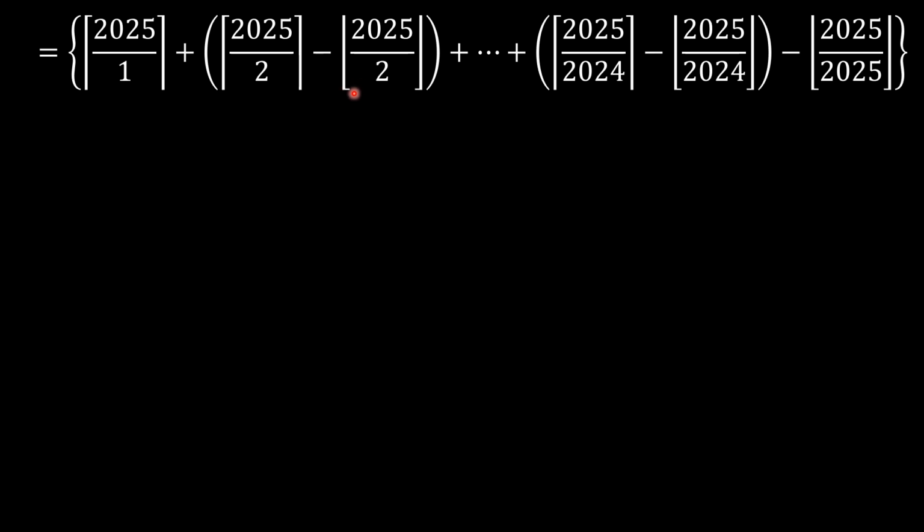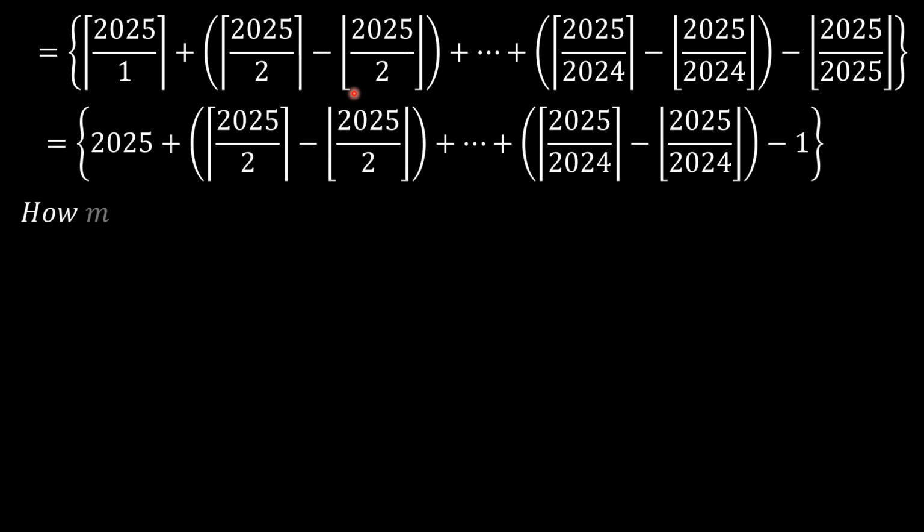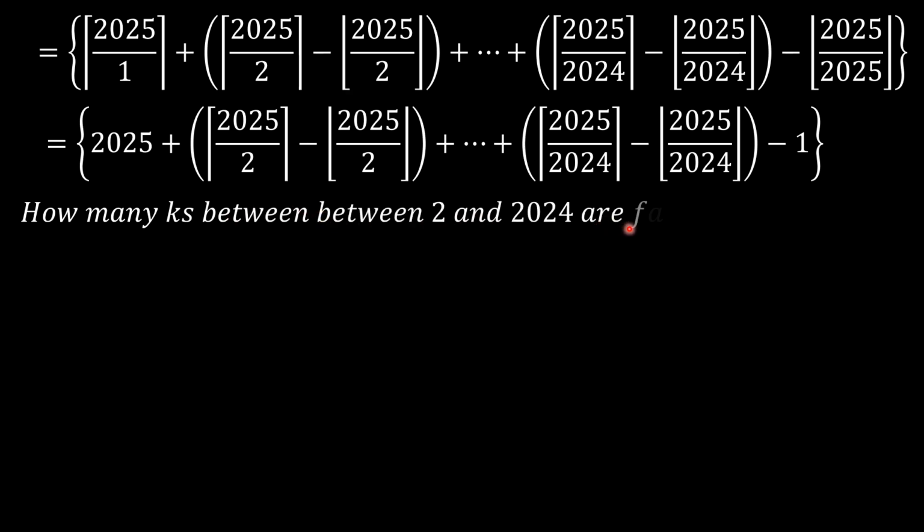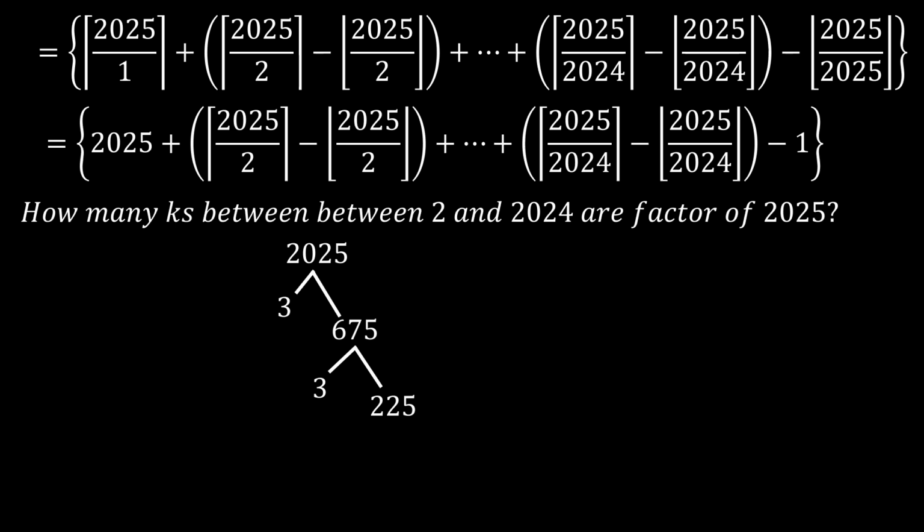So we have to find how many k's between 2 and 2024 are factors of 2025, right? And how we do that is we say, okay, we have 2025, divide by 3, you get 675, divide by 3, you get 225, divide by 3, you get 75, 75 divided by 3, you get 25, 25 divided by 5, you get 5, right?